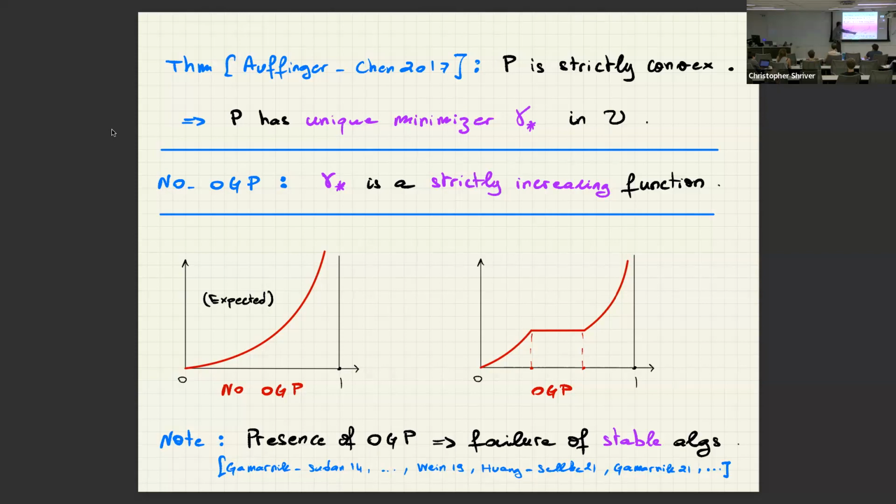So why do I call this OGP? What does it have to do with the pictures that David drew this morning? You should expect this, or a rescaled version of this function, to be a CDF, right? So if I scale by beta... If I'm at positive temperature, not zero temperature, this gamma actually is a CDF. I'm optimizing over the space of CDFs, so from 0,1 to 0,1.